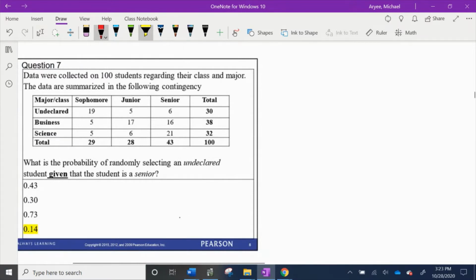Now, in question 7, it is a given question, which means we call them conditional probability.